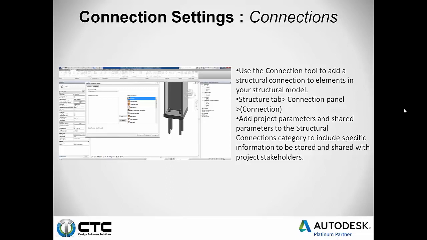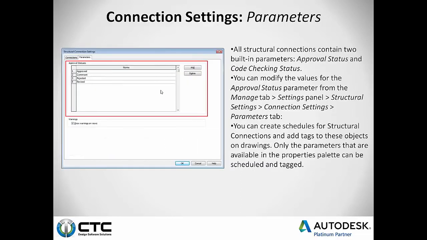But also with these, you could add project parameters and shared parameters to the structural connections category to include specific information to be stored and shared with project stakeholders. So I'm going to be talking a little bit about what you can do with that as well, as far as schedules. And even in this example here, it's just showing a base plate with that connection type there. And this is also the other tab, the parameters, right next to the connections.